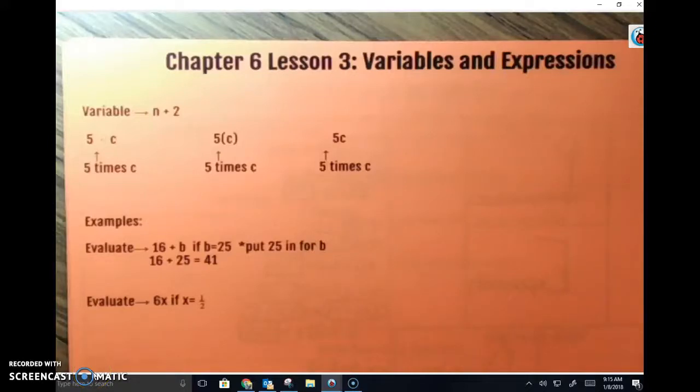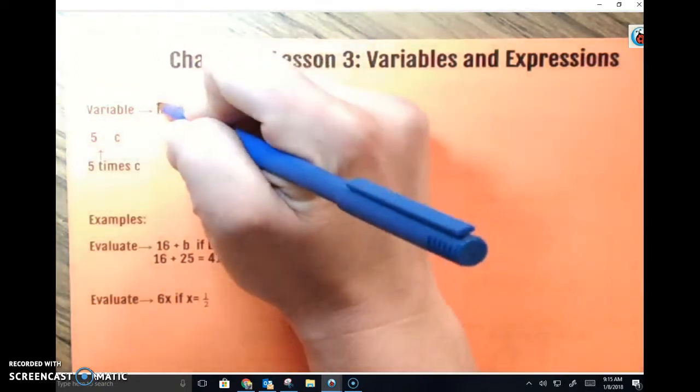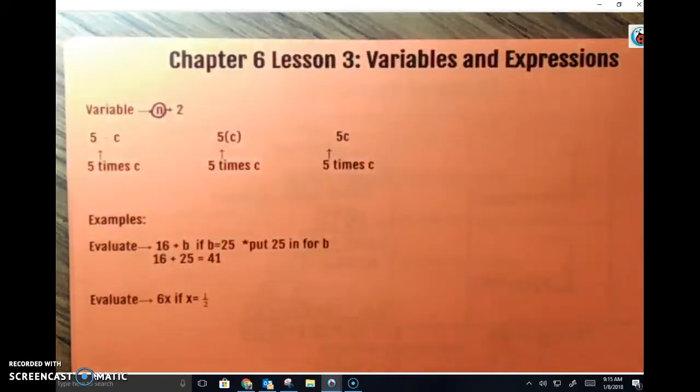Hey, in this lesson we'll be looking at Chapter 6, Lesson 3, Variables and Expressions. So a variable is one of the letters of the alphabet. So you could have 26 different ones, and then you'll have a number.